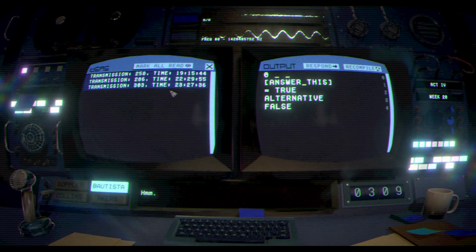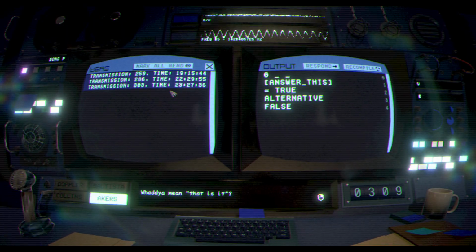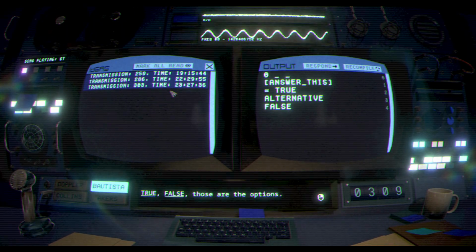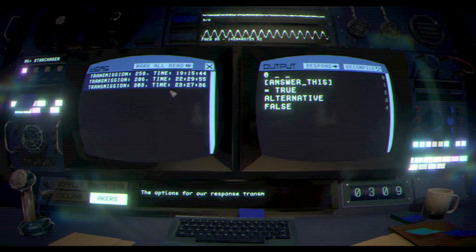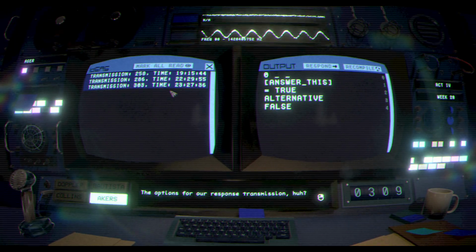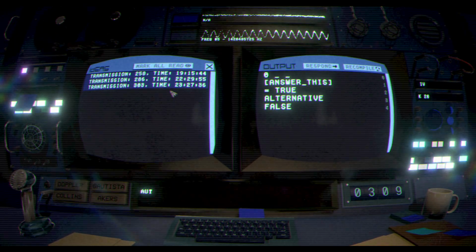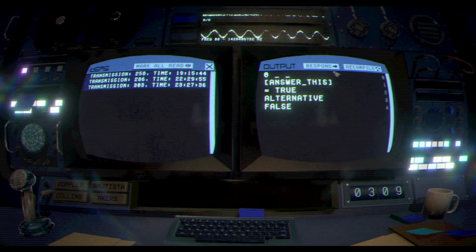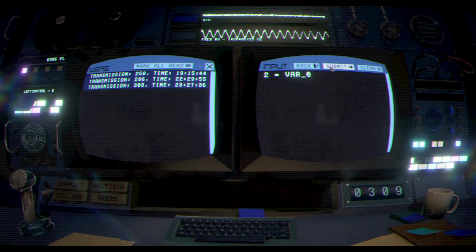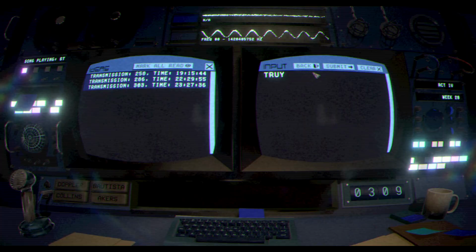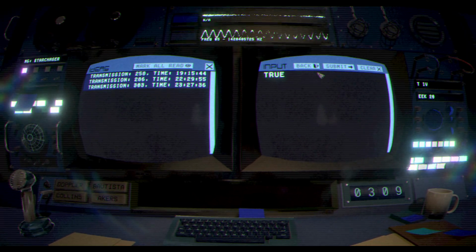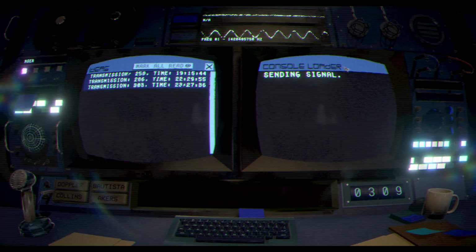True, alternative, false. That is it. What do you mean that is it? True, false, those are the options. The options for our transmission, huh? The way your brain works upsets me, Bautista. So, we can say true equals true or false? That doesn't make sense.